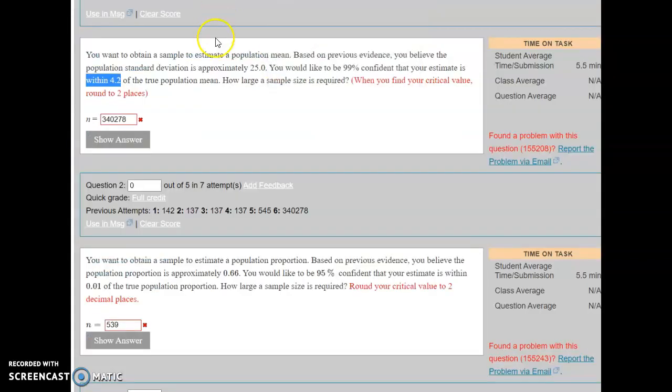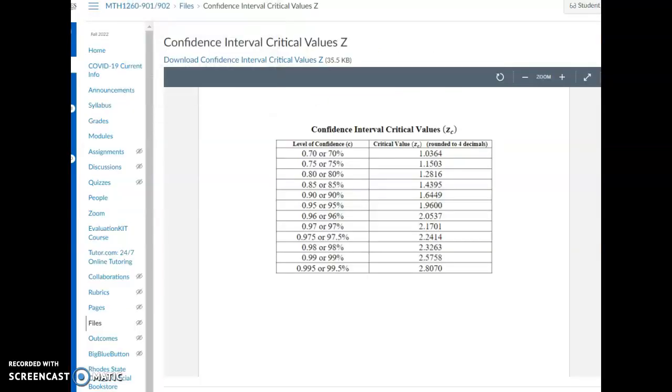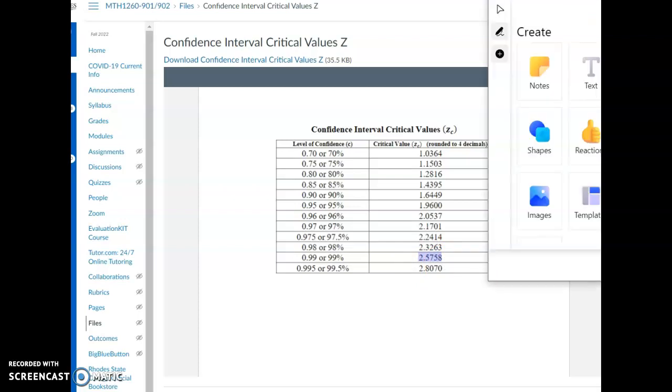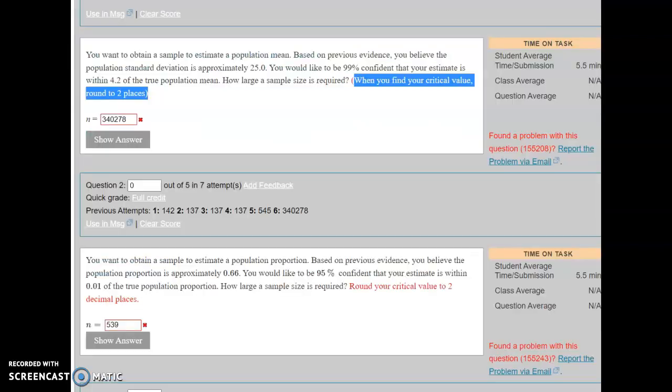And I apologize, right here, I forgot to check this. When you find your critical value, that's your Z, it says to round to 2 decimal places. So if I rounded to 2 decimal places, this would become 2.58. So that I'm going to throw in for Z, times my sigma. Sigma is whatever standard deviation they're given, which is 25.0.